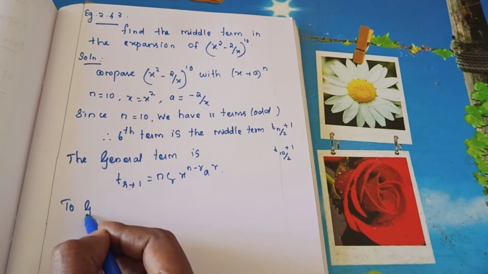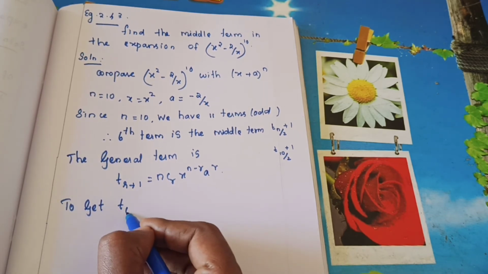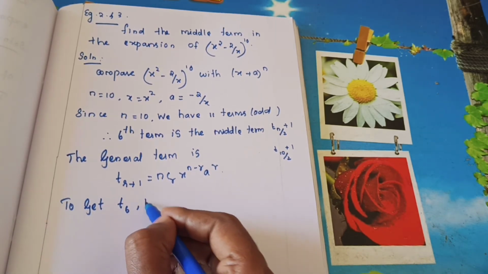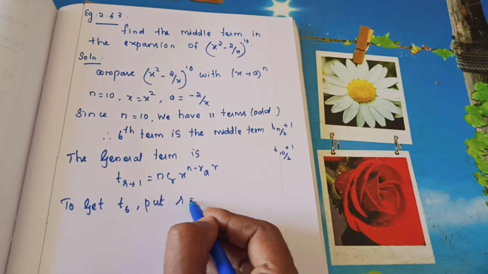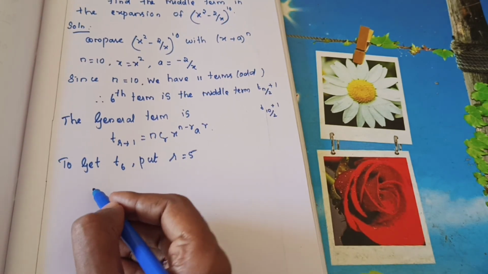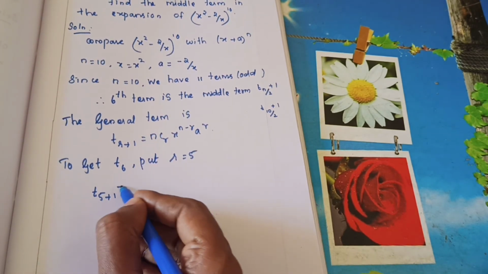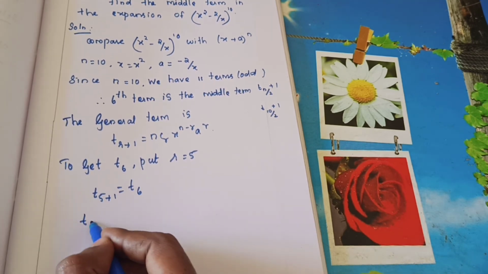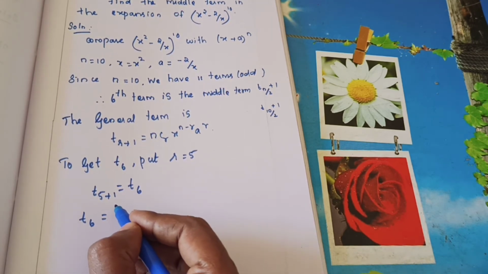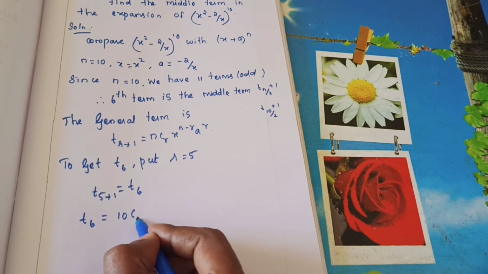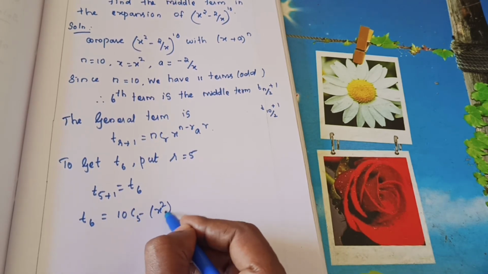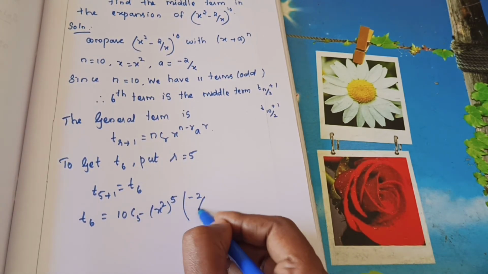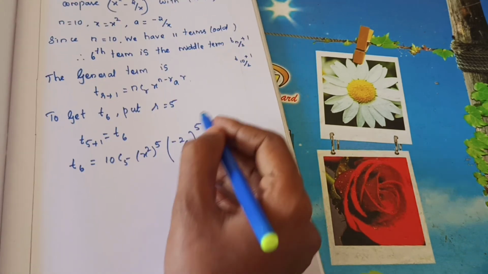To get T6, put r equal to how much will you substitute? 5. Okay. Then T(5+1) is equal to T6. Find out T6: nCr, n value is 10, is it right? 10C5 times x squared, the whole power 5, minus 2 the whole power 5. Simplify.